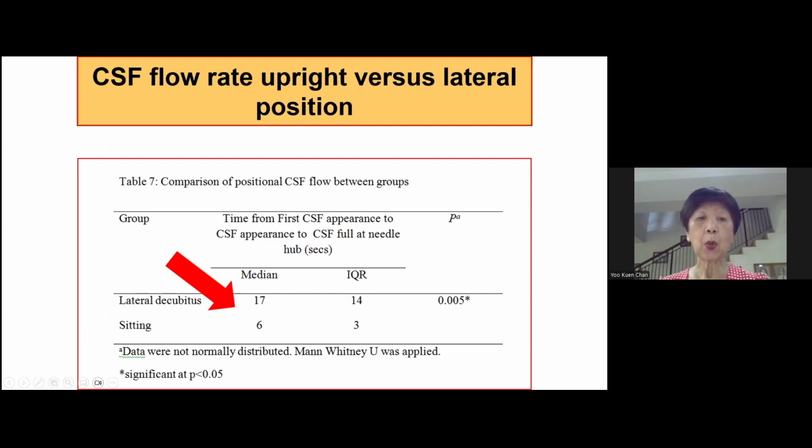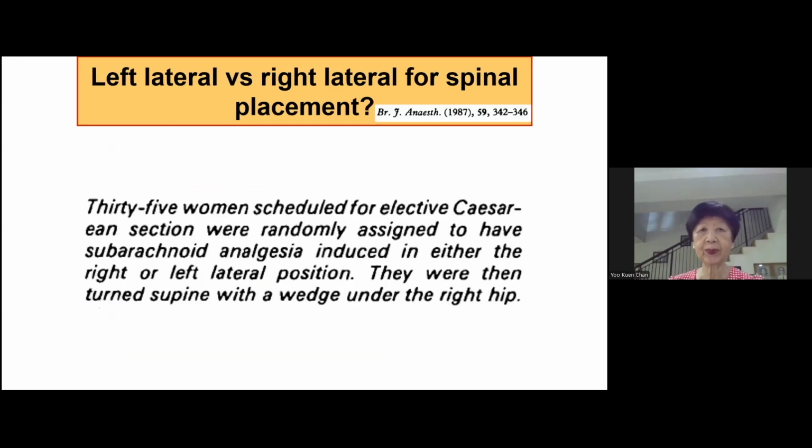trainee's study where she determined the time from first CSF appearance to CSF appearance at the needle hub itself. And she timed it in seconds. As you can see, it takes a shorter period in the sitting position, whereas in the lateral decubitus or the lying down position, lateral position, it is 17 seconds. So a lot longer because the pressure head in the lateral position is lower.